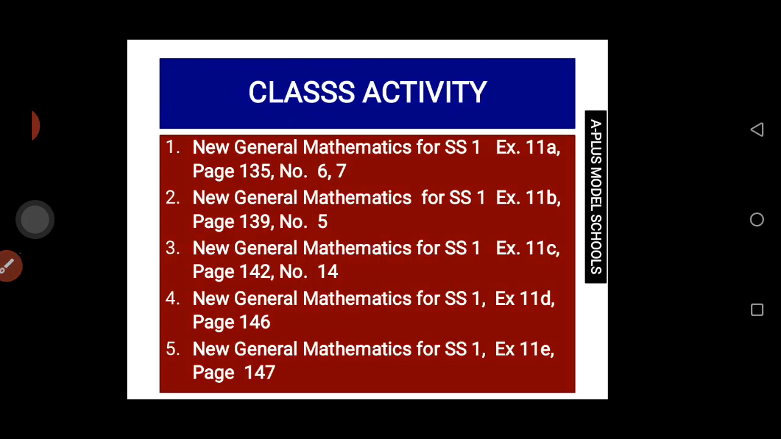So this comes to the end of our class for today. Please make sure you go through it very well. I'm giving you your class activities today from your mathematics textbook, New General Mathematics for Senior Secondary School 1. Check the page and the questions you are going to do. When you do this class activity, make sure you draw the diagram and write the instruction before solving your question. Make your diagram very clear, and your workings should also be very clear so that I can see what you write.